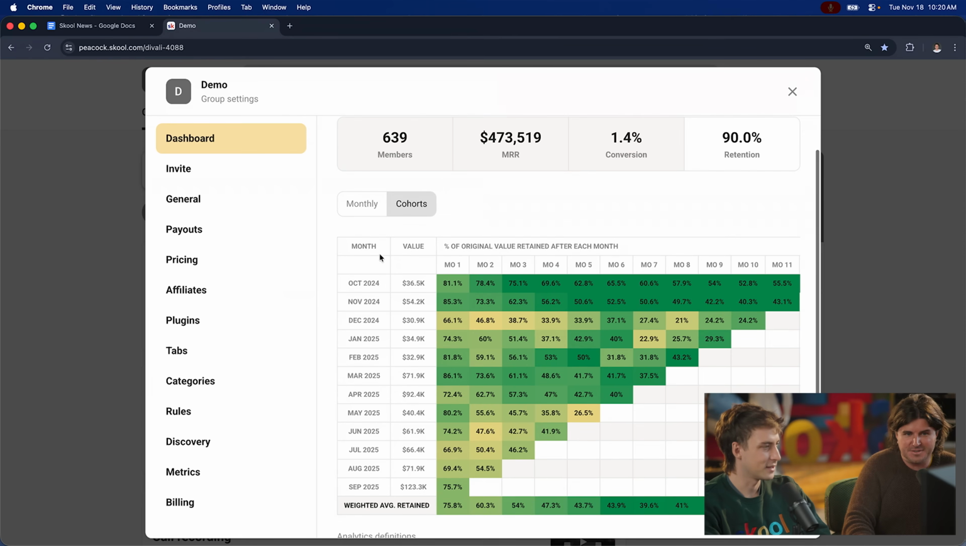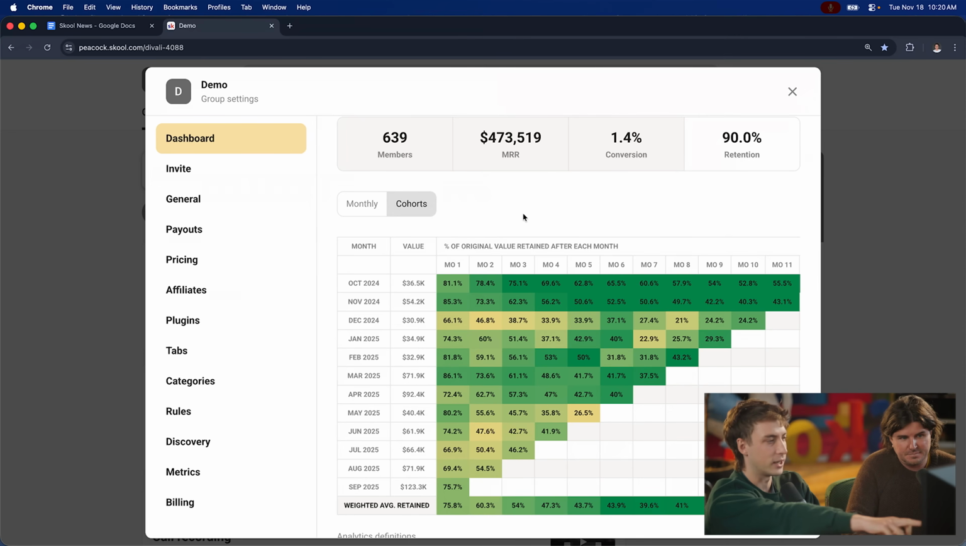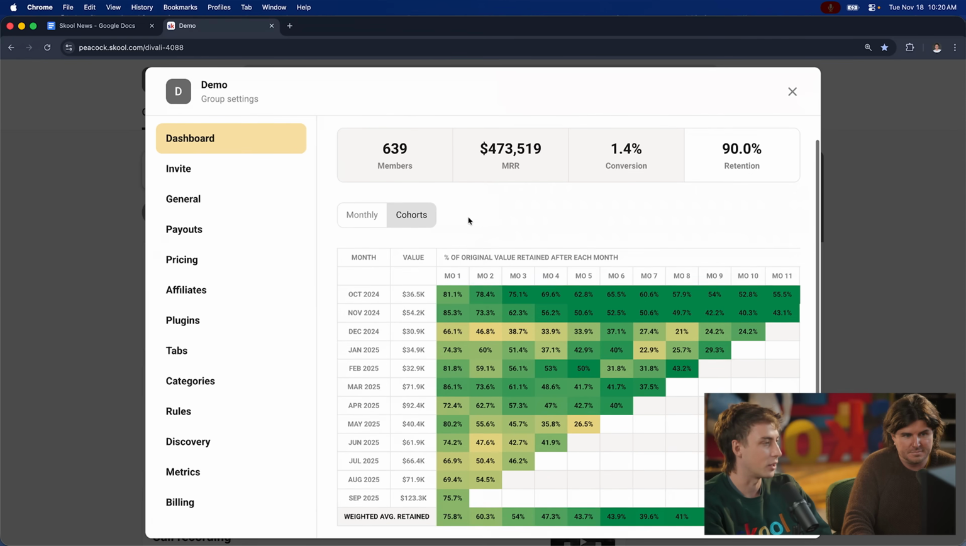There are no annuals in here at all, which is crazy. Yeah, that's crazy. And another way you can interpret this is you see in November how green it is, and then in December it gets more yellow. That may mean that whatever they did in December attracted lower quality people to the group, or they did something in the group that made people less happy, so they were more likely to churn.